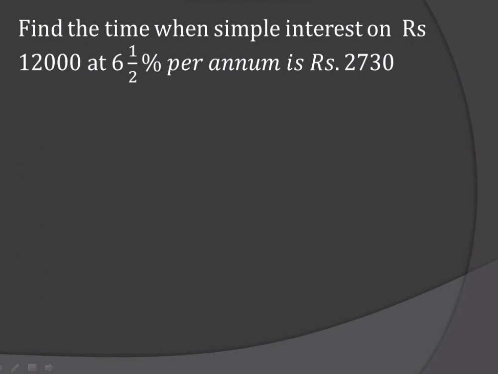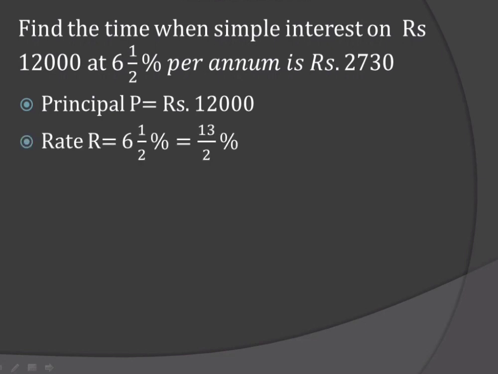Here our next question is, find the time when simple interest on rupees 12,000 at 6 whole number 1 by 2% per annum is rupees 2,730. So here this is your principal given, here this is your rate given, and here this is your interest given. So here the principal is P equals 12,000, rate is your 6 whole number 1 by 2, or 2 multiplied by 6 is 12, 12 plus 1 is 13, 13 by 2%, and interest is rupees 2,730. Now we need to calculate the time.